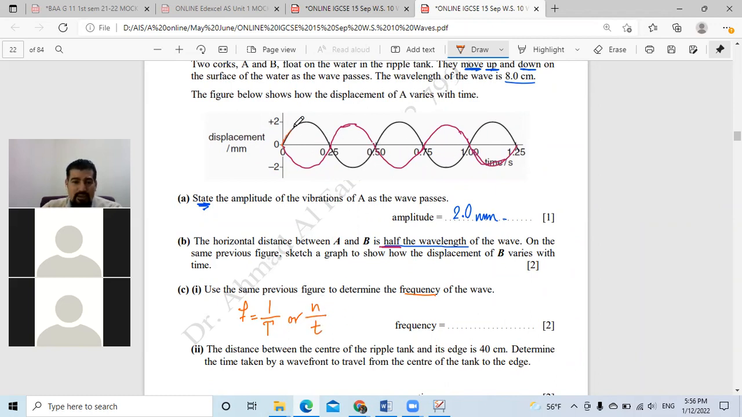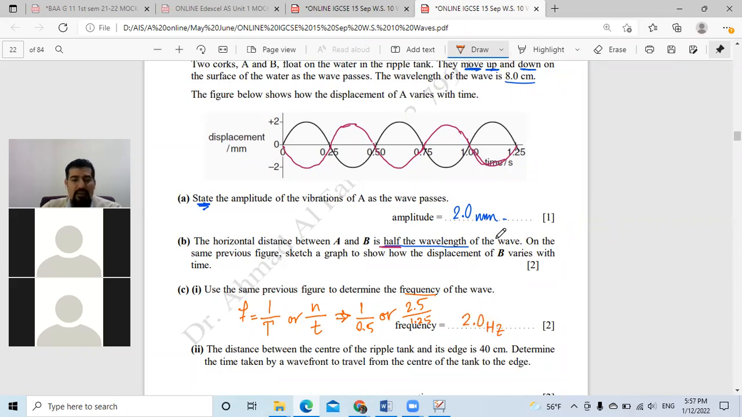So how long is the period? The period is half a second. From here to here, that's one complete wave. How long is it? Half a second. Or you can say that I have two and a half waves, divided by how long? Divided by 1.25. In both situations I'll still get the same answer, which is 2 hertz.